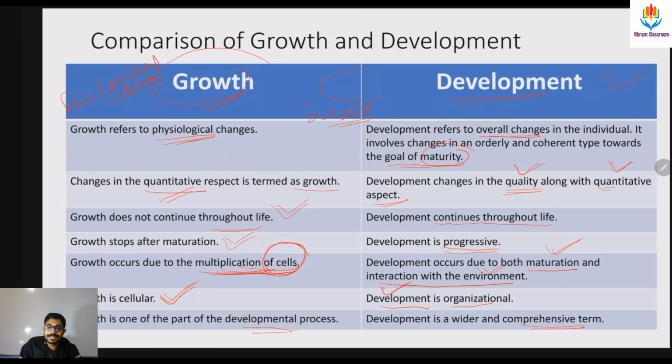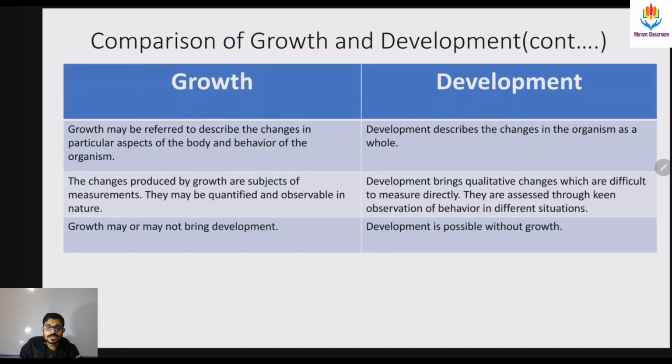The next: growth may refer to changes in a particular aspect. Particularly in some aspects, we find changes of the body and behavior of the organism in only a few aspects.